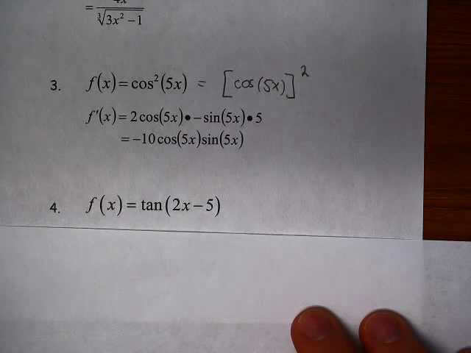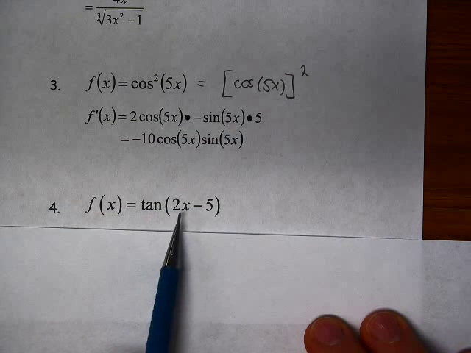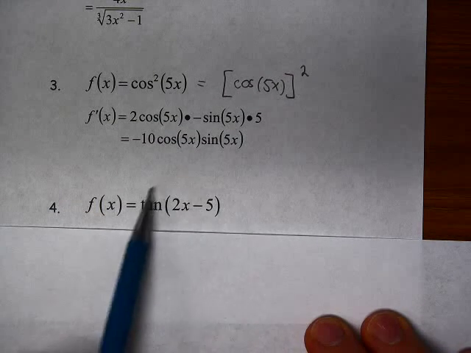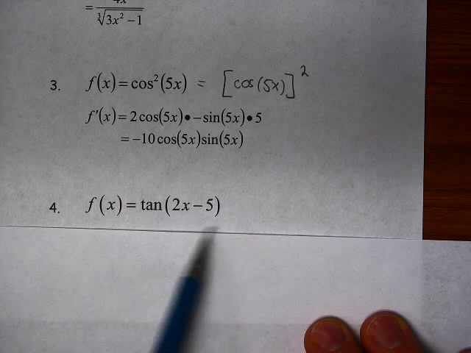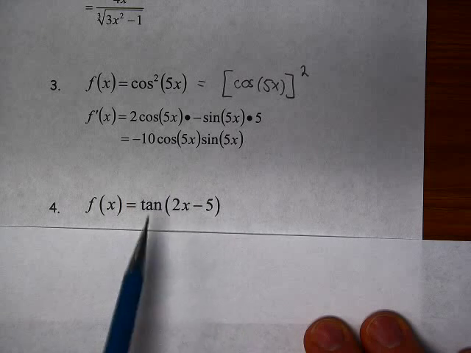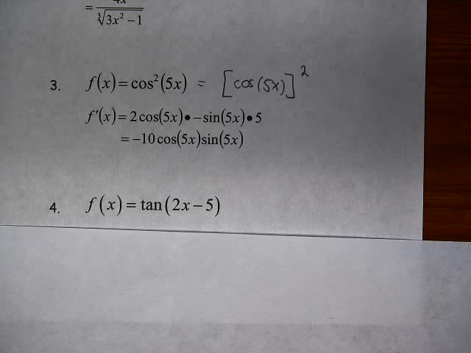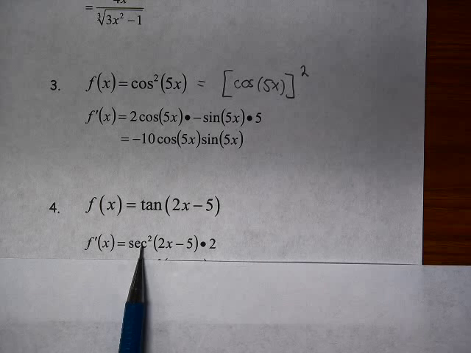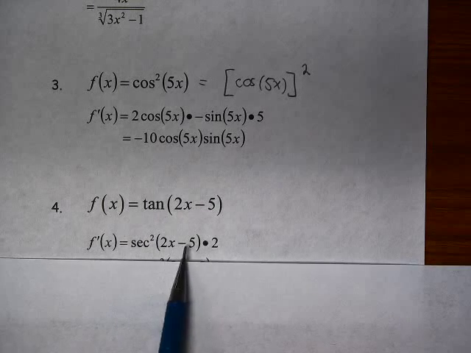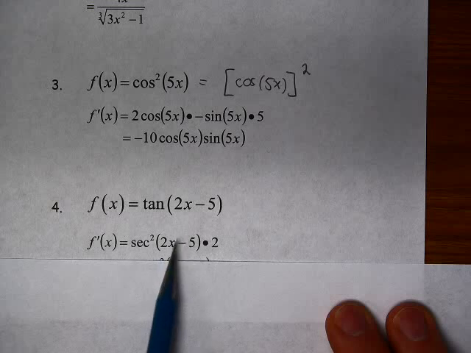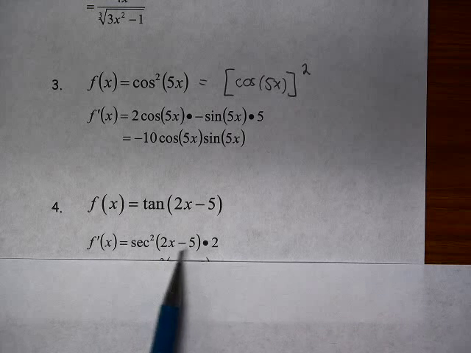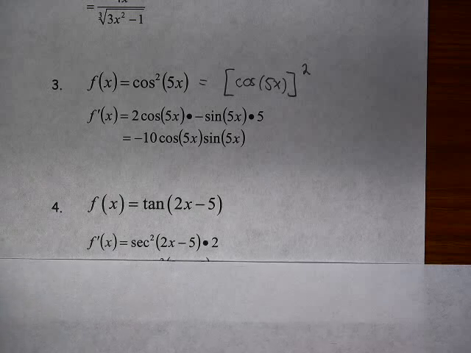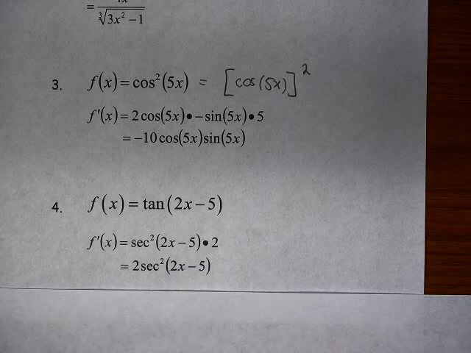Trigonometric function. So this one we have tangent of 2x minus 5. So the outer part of this composite function is tangent. The inner part is the 2x minus 5. The derivative of tangent is secant squared. So we have secant squared of 2x minus 5. The part in the parentheses, or the innermost part of this composite function, is unchanged. And then we multiply by the derivative of the inner part, which is 2. And we have 2 secant squared of 2x minus 5, which is our final derivative.